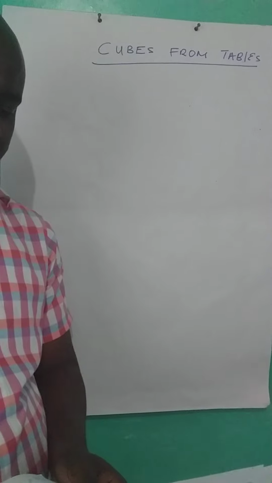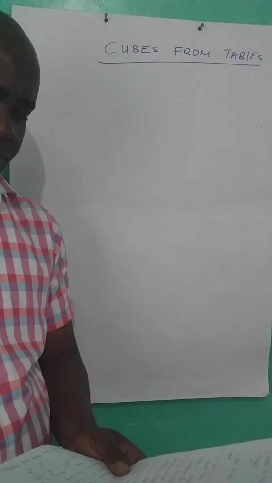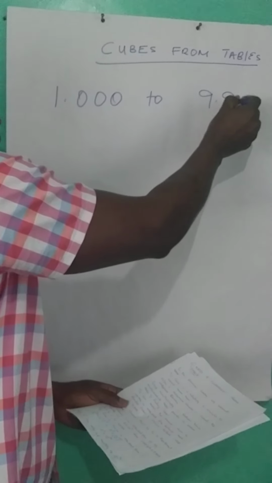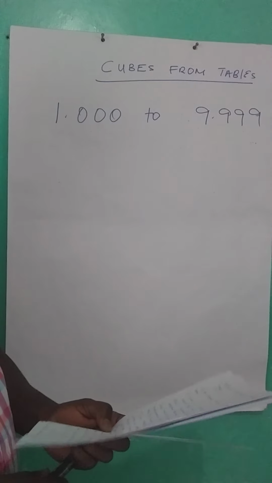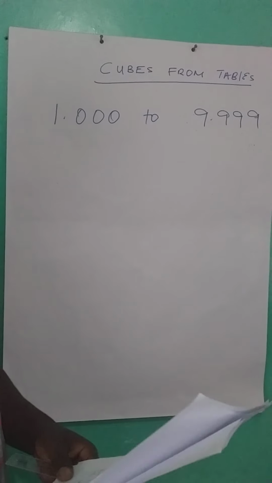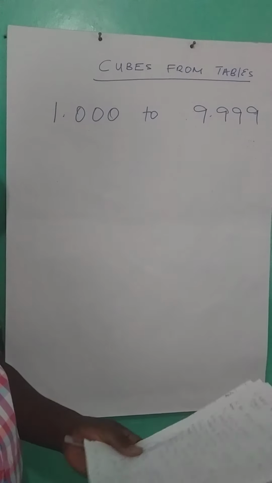To use a mathematical table, the number must be written in standard form because tables of cubes provide cubes of numbers between 1.000 to 9.999. Therefore, to find the cube of a number, the number must be written in 4 significant figures.